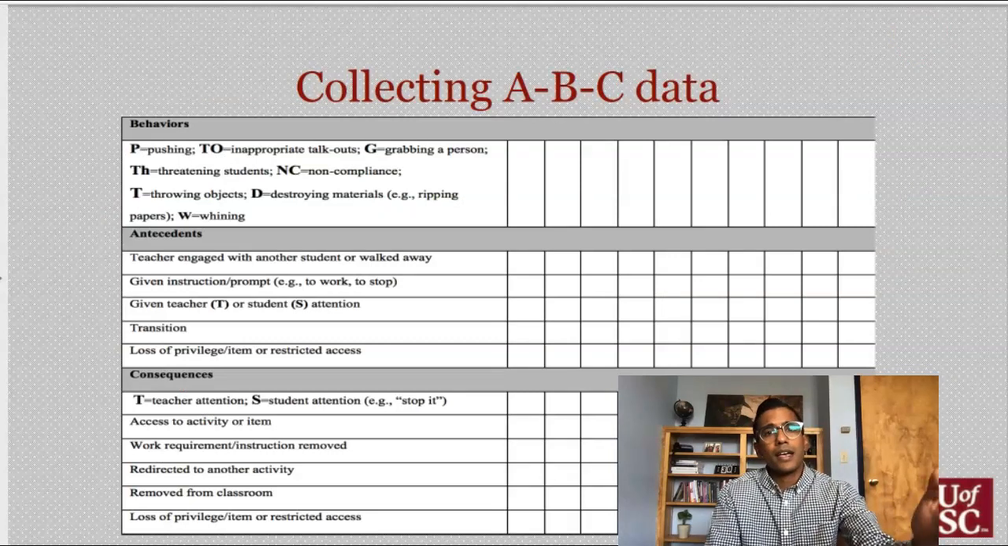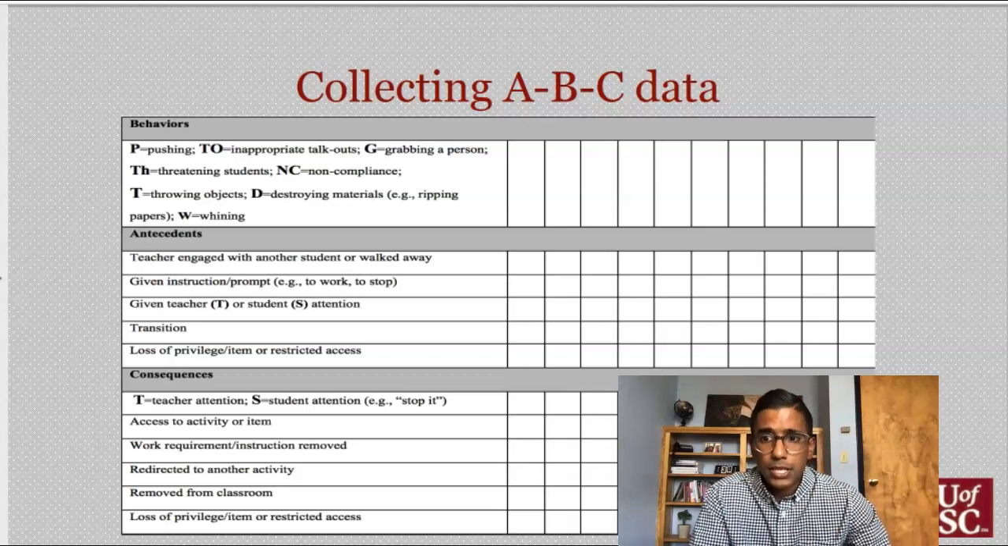So, ABC data helps provide a structure for noting behavior and the environmental events that surround it. There are various procedures and data sheets that surround it, but today we're going to focus on a structured format for ABC data collection. The goal with an ABC data sheet is to identify a pattern of antecedents that evoke and consequences that possibly maintain challenging behavior.